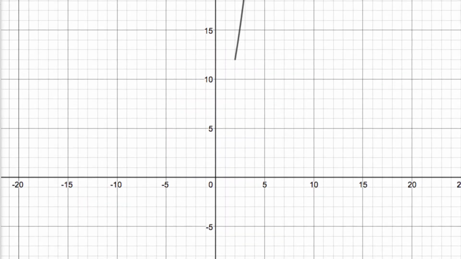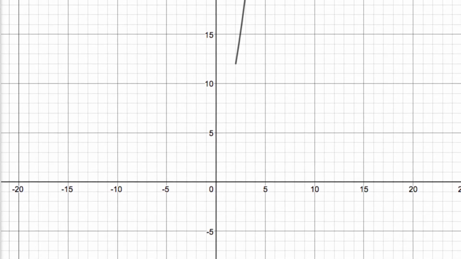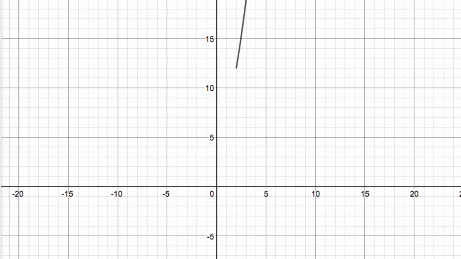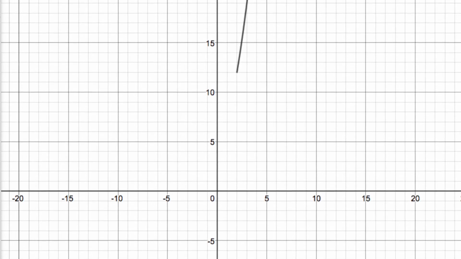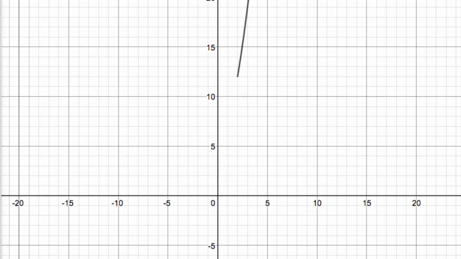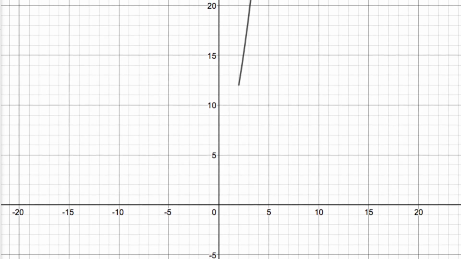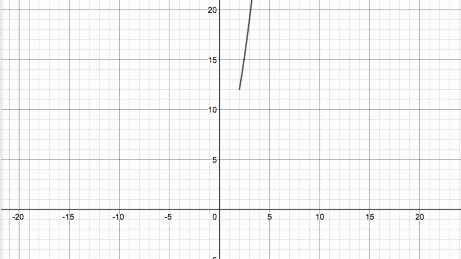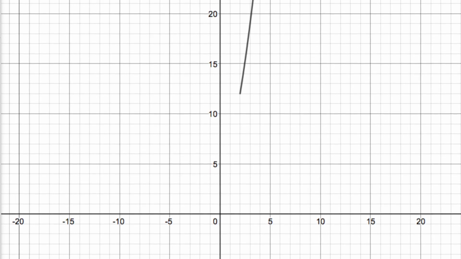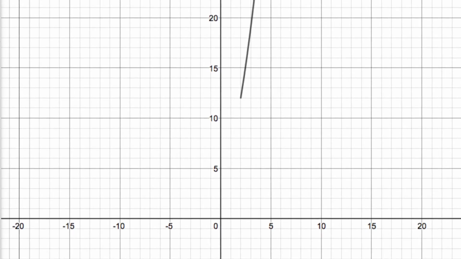This is the graph for procedure section number 8. As you can see, the answer is 12. When x approaches 2 from the left, we have 11.999, so it's basically 12. When x approaches from the right, it is 12.001. So they both coincide at 12. That is why the answer is 12, and the graph demonstrates it.